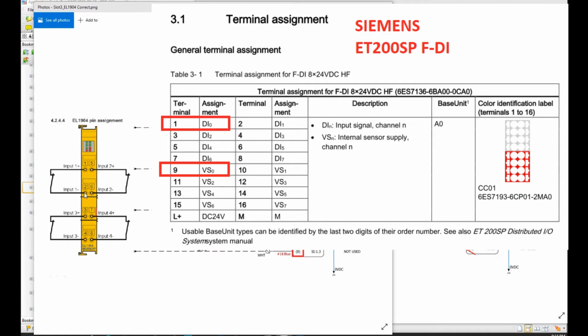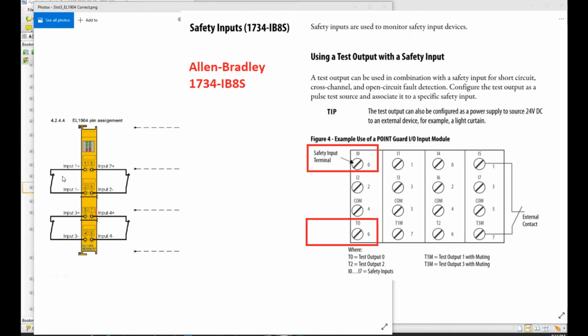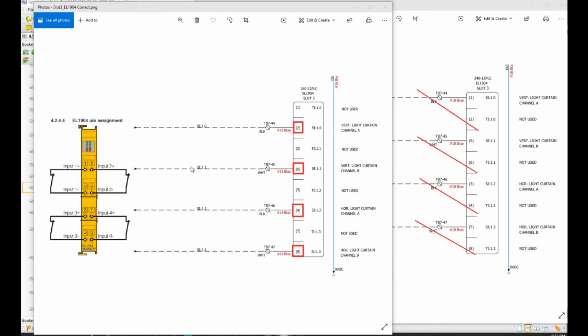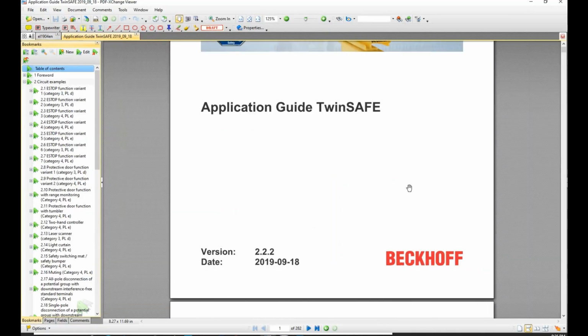Like shown on the screen, this is the Siemens ET200 safety card input, this is the Allen Bradley safety card input, and that is the Omron safety card input. In the design of all of them, the process data is always on the top, and the test part is from the bottom. But the Beckhoff safety card design is different. The top terminal is the test channel, and the bottom terminal is the process data. So the old design is backward. Please take care about this design.